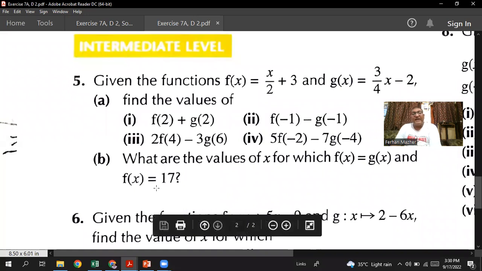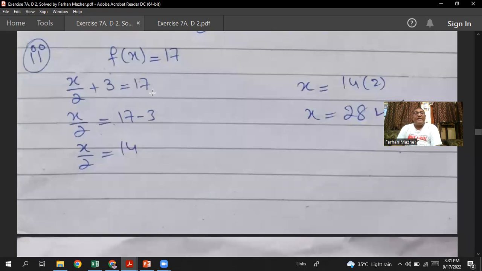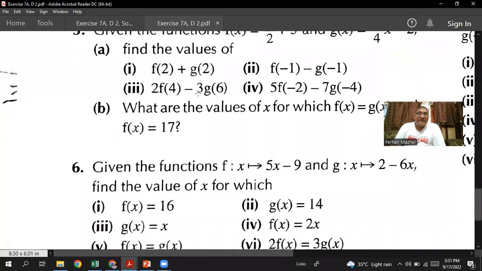In the second portion, they say f of x equals to 17. So we will make that formula equals to 17. So you can see here f of x equals to 17. So x by 2 plus 3 is equal to 17. So x by 2 is equal to 17 minus 3. So x by 2 is equal to 14. So x is equal to 14 into 2. So the x will be equals to 28. So this is the right answer, sir. I hope you understand. Okay, so we are going to the next question.